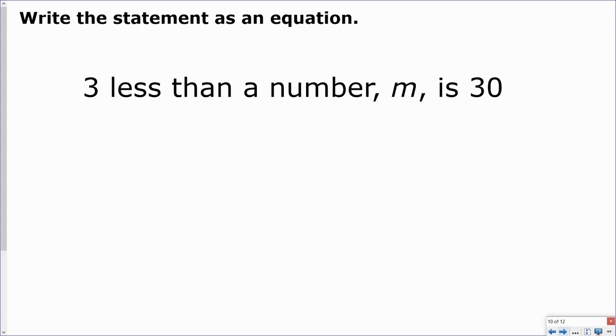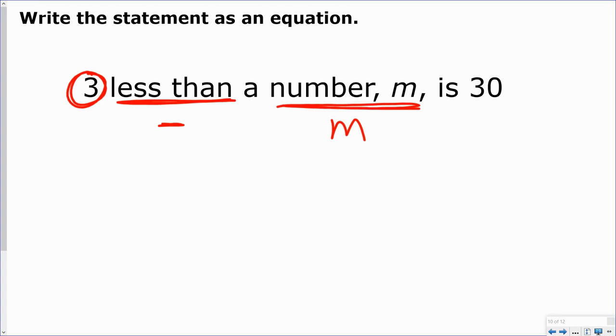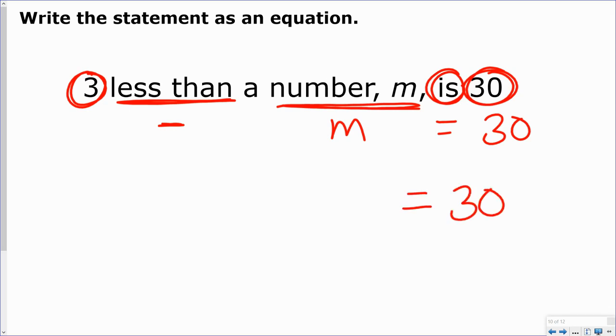Next statement here, 3 less than a number m is 30. So again, I have my number 3 here. Less than represents subtraction. And then here I have a number m. So m is going to represent that variable. And then again, I have "is," which we said is equal, and then the number 30. So I know that my equation is going to equal 30.